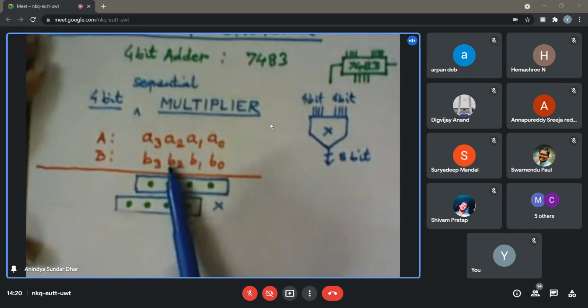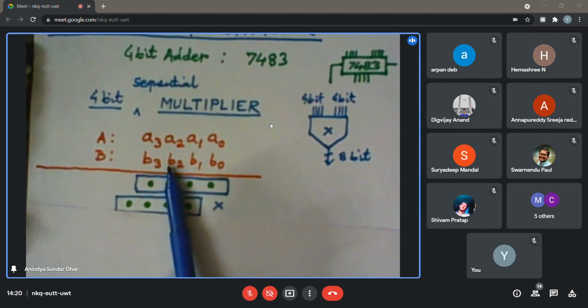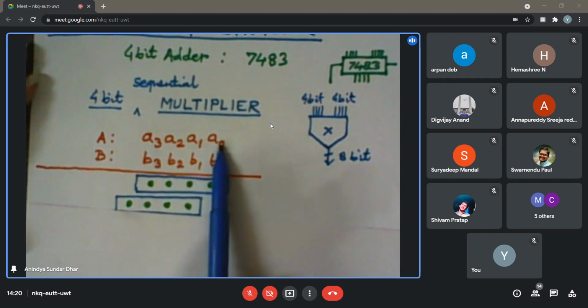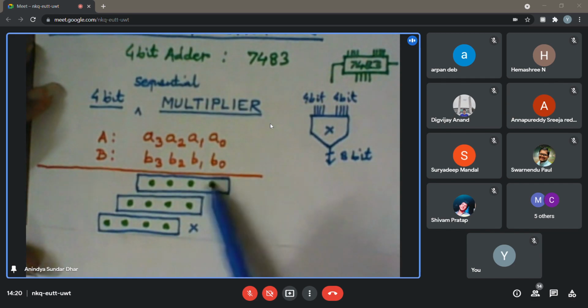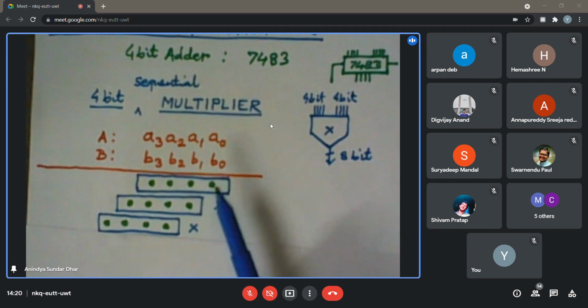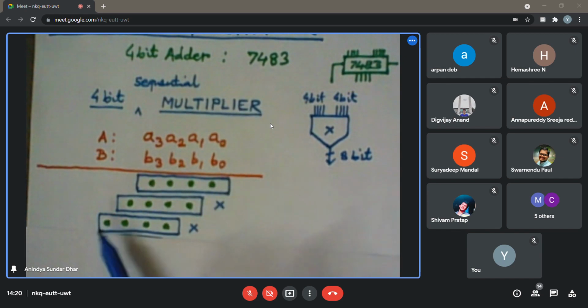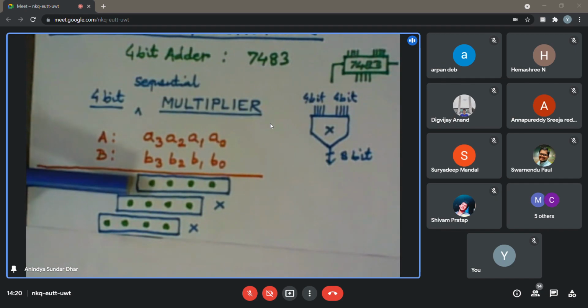Now I look into B2, and depending on its value, whether it is 1 or 0, I will copy the multiplier itself or I will copy 0. So then it is here. I assume that already I have added these two and kept somewhere, certainly on a register. And then I am going to add this 4 bit. So now, once again, do you still think that a 4 bit adder, that is 7483, would be sufficient to handle this situation, where I have already kept the result of the addition of two previous partial products? Now I'm going to add with this.